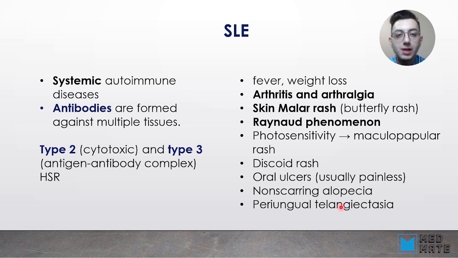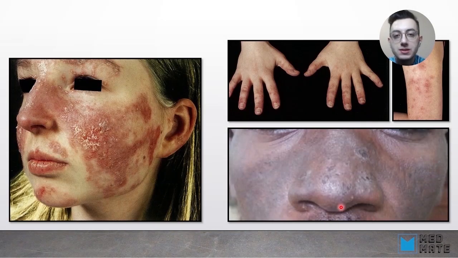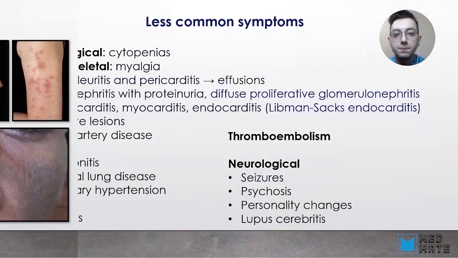The classic presentation of this is fever, weight loss, arthritis and arthralgia, and malar rash. I told you that butterfly rash is very common, especially when these patients are exposed to sun. Then we have Raynaud phenomenon. They have photosensitivity, which produces a maculopapular rash. They have discoid rash, oral ulcers, and many other systemic presentations. Here you can see some pictures of these patients. Here you can see the malar rash or butterfly rash on the face, also the photosensitivity of their skin.